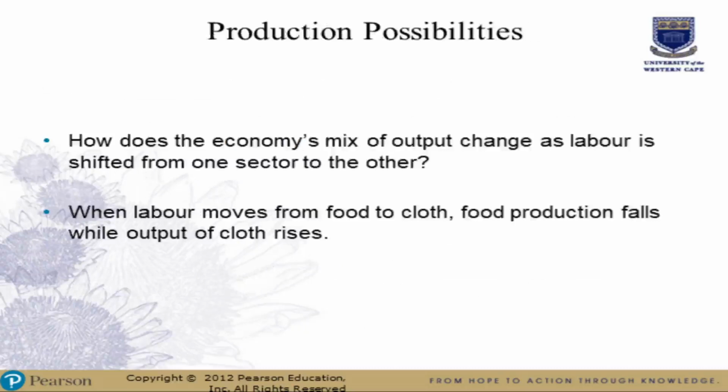Recall that the specific factor model assumes that specific factors, that is capital and land, are only used in one sector, with only labor being mobile between the sectors. Therefore, to analyze the economy's production possibilities, we need to be able to discuss what happens when the economy's mix of output changes as a result of labor moving from one sector to the other. This is achieved graphically by deriving the production possibility frontier based on the production function of cloth and food as well as the total labor supply.